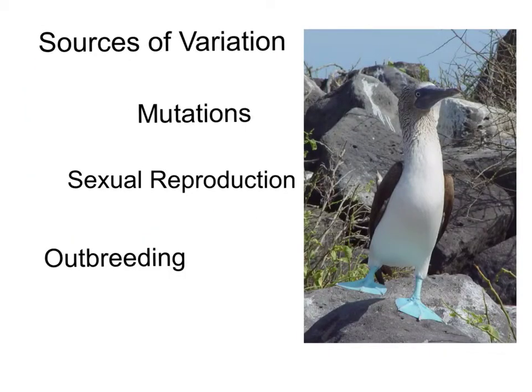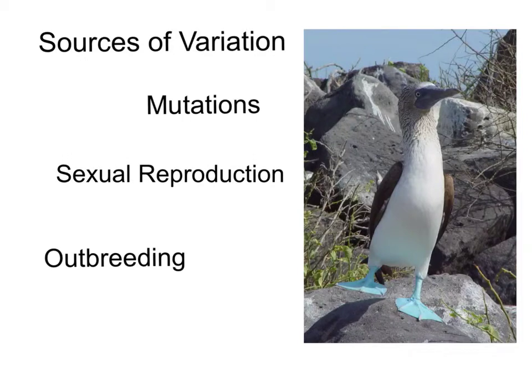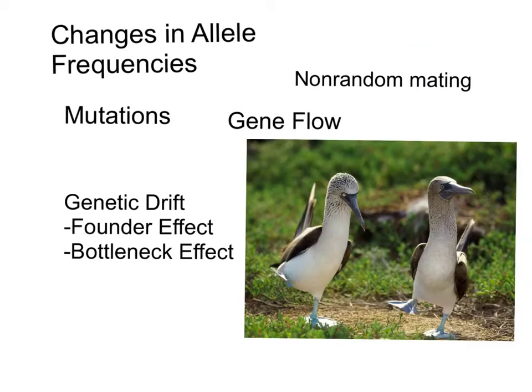Sources of variation include mutations and sexual reproduction, which creates new genetic recombinations during the sexual reproductive process. Outbreeding mixes different alleles. There are other factors other than natural selection that can change allele frequencies and cause evolution: mutations, gene flow, which comes from emigration or immigration, and genetic drift, which includes the founder effect and the bottleneck effect.